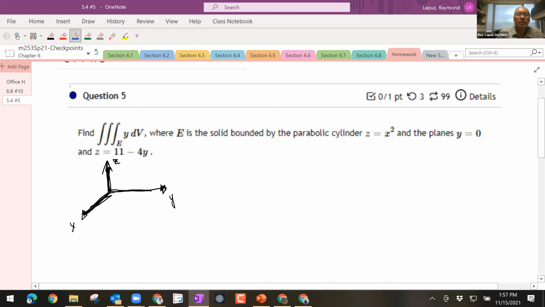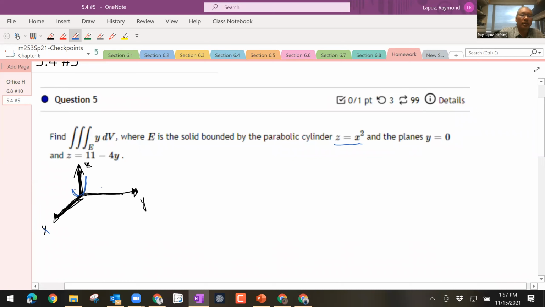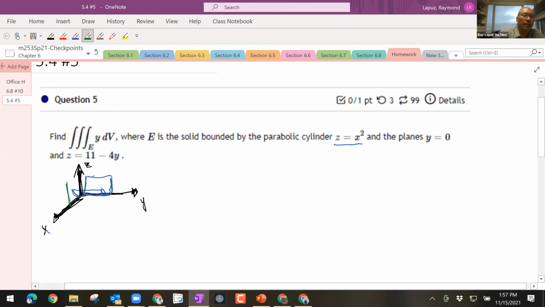First of all, the parabolic cylinder is on the xz plane. So on the xz plane, we would draw a parabola, and there's no y variable in it. So this is going to get swept along the y-axis. And we can imagine the parabola looking something like this. It's being cut off by the plane y equals 0.